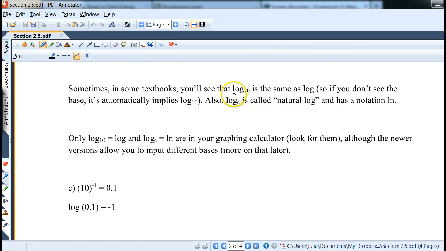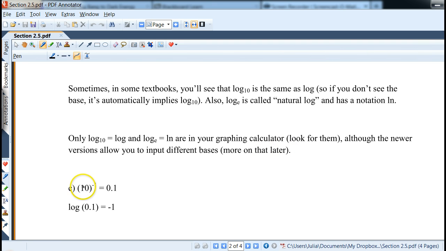Some notation for logarithms. In some books, and sometimes we will see that the log base 10 is the same as the log. So if you don't see a base, it actually implies log base 10, not that it's missing. Also, log base e has its own special notation. We're going to see this more often actually. It's called a natural log, or ln. Okay, so log base 10 is equal to log, and log base e is equal to ln. Those are actually on your graphing calculator, so you can look for them. Although in the newer versions, there is actually a way to input different bases. I may do a calculator tutorial later.